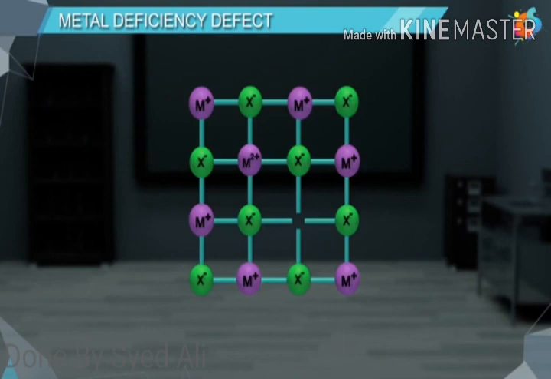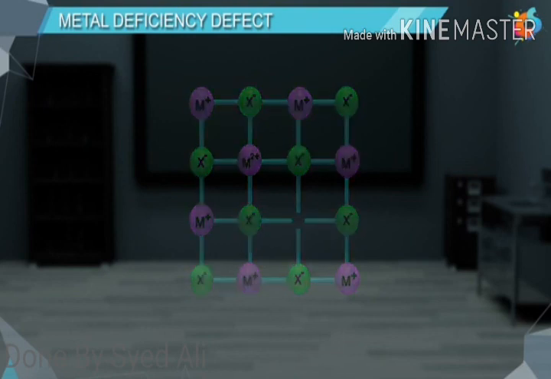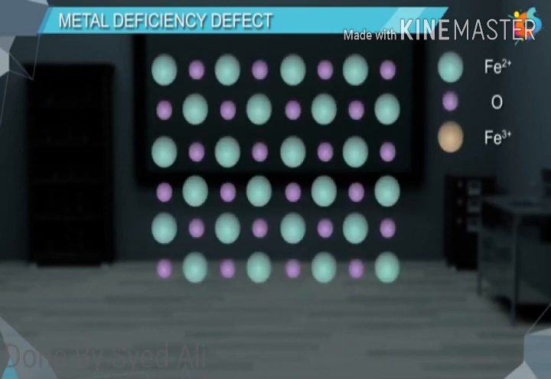Example: FeO. In crystal FeO, some of the Fe2 plus ions go missing. The loss is compensated by the addition of Fe3 plus ions. In this way, the overall charge is balanced and some vacant space will be left in the crystal.